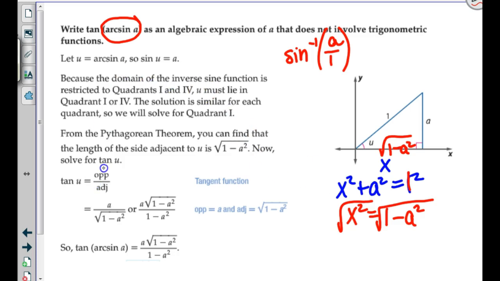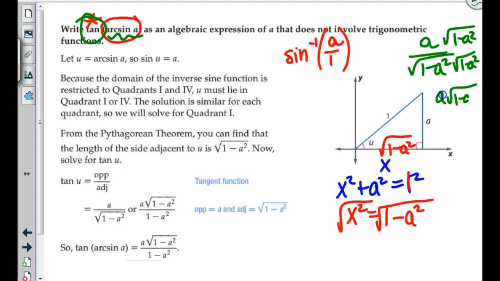And then it asked for the tangent. Right up here it said after you finally figured out how to draw that, find the tangent. Well, tangent is opposite over adjacent, so we'd have a over square root of 1 minus a squared, which they even rationalized. Ugh. So they multiplied by 1 minus a squared over 1 minus a squared under a radical, and they got square root of 1 minus a squared all over 1 minus a squared. Was that done for you on your paper, hopefully? Okay, because that's just gross.